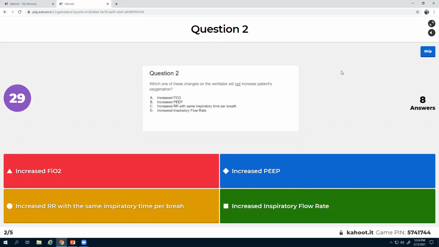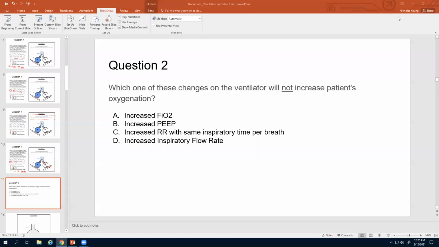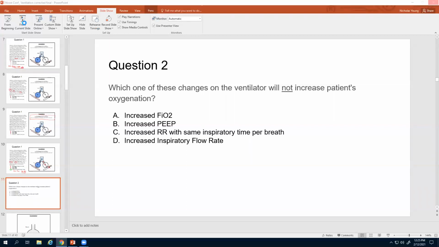About 30 seconds. I think I may be a little too long. About 10 seconds left. All right. So let's go over this one. Oop. My computer's on the fritz. Sorry, guys.